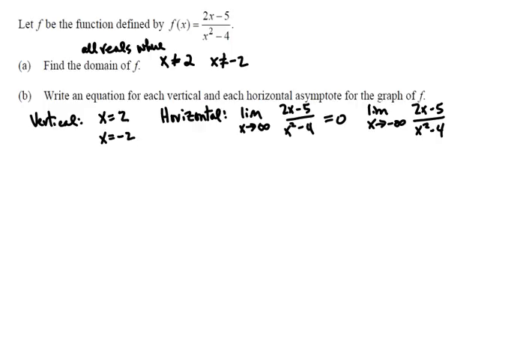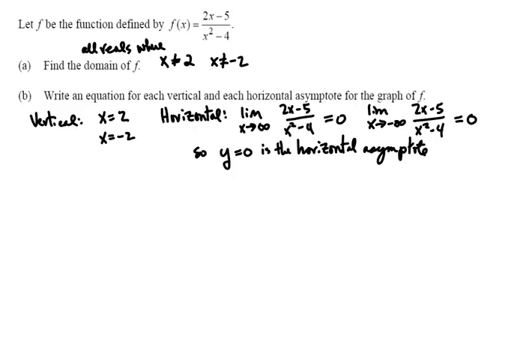We should also find the limit as x approaches negative infinity of (2x minus 5) over (x squared minus 4). And we basically have the same issue there. The degree of the denominator is larger, and so this will also be 0. And so y equals 0 is the horizontal asymptote. So we have two vertical asymptotes, x equals 2, x equals negative 2, and one horizontal at y equals 0.